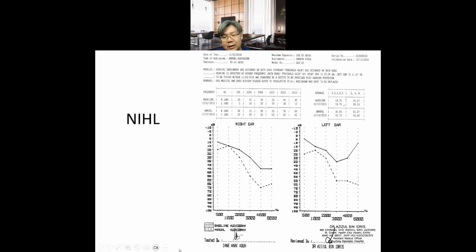For a doctor, we will be able to identify it. Noise-induced hearing loss, NIHL, has a typical pattern. I can show you this pattern now. Typically for noise exposure, we have a loss at around 3 to 6 kilohertz, typically at 4 kilohertz.